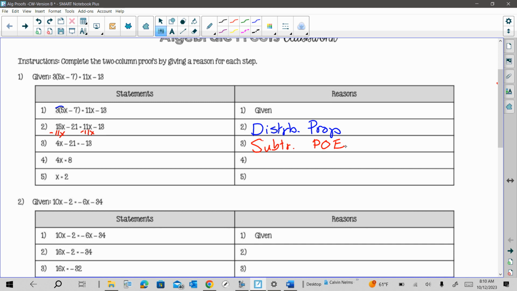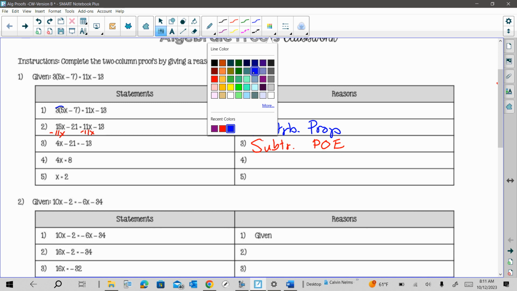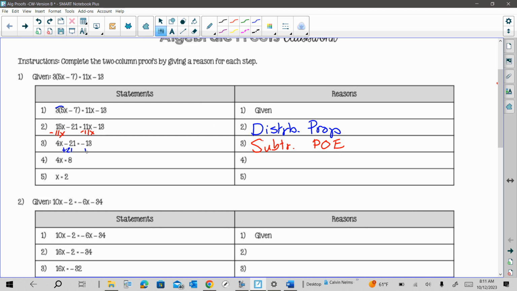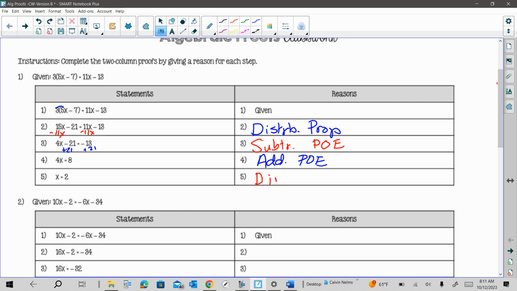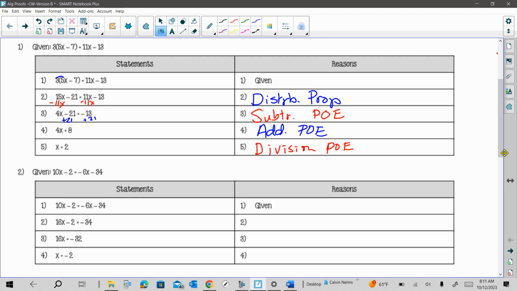Now, from line 3 to line 4, they got rid of the constant 21, so they added 21 to both sides, so this would be the addition property of equality, POE. And then the last thing to solve for x, what did they do here? They divide, so then this is just division POE. So they're going to gradually take away steps. Use what they give you to come up with the reason between each line.